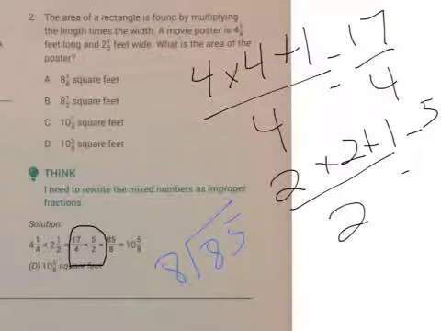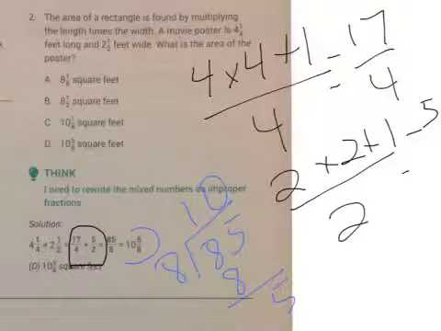So we know 8 will divide into 8 one time with a remainder of 5. And so we know 8 will not divide into 5, so we're going to put a 0. And so that is where we come up with our answer, 10 5/8.